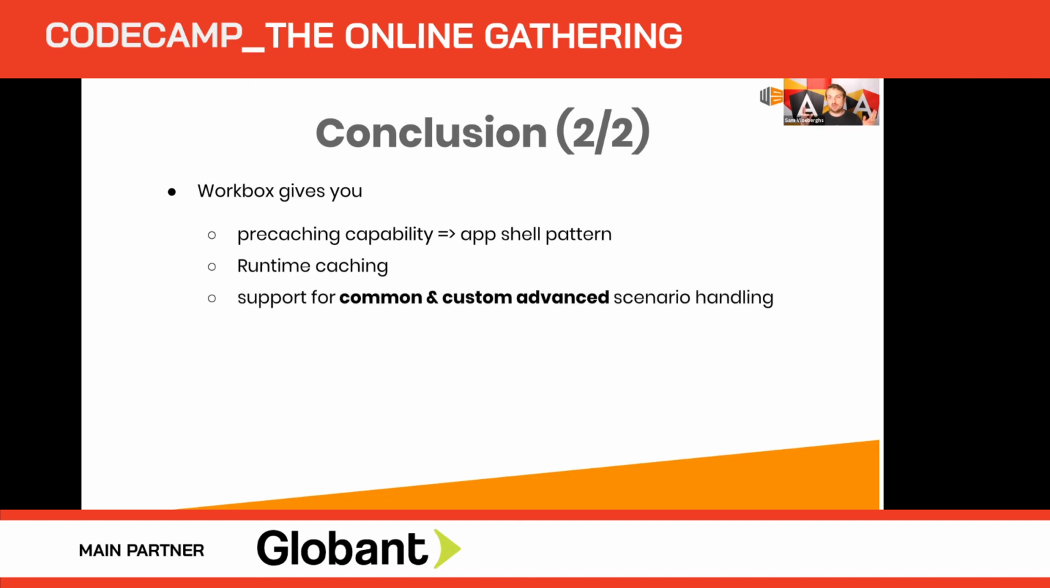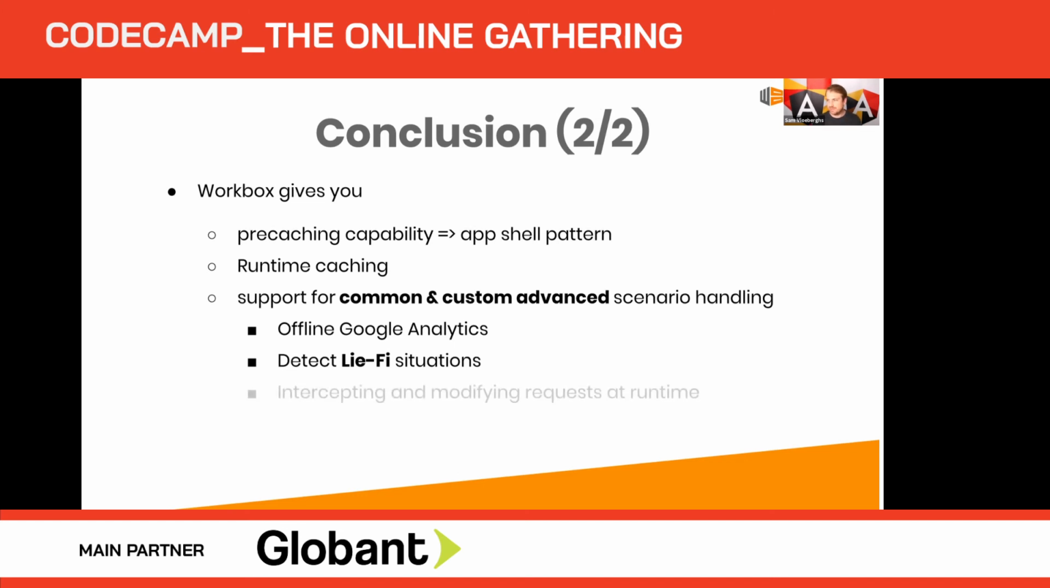Workbox comes out of the box with support for very common and custom advanced scenario handling, like for example, offline Google Analytics, detecting Wi-Fi situations, which sadly I could not demo because of time, and for example, intercepting and modifying requests at runtime. That allows you to show your users a functionality like there's a new version available. And of course, many, many more, depending on your use case.